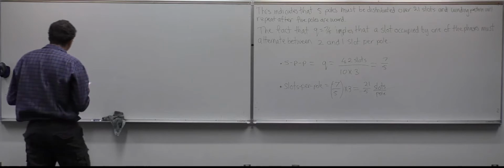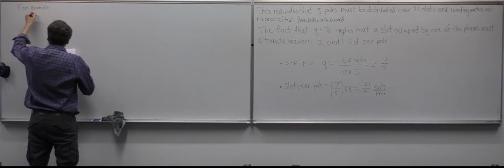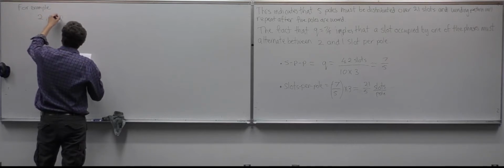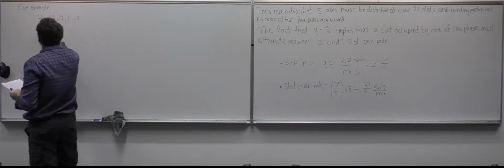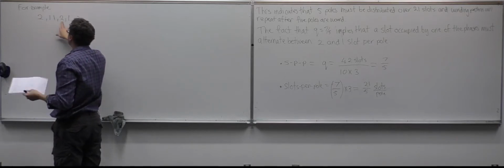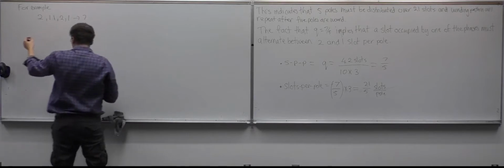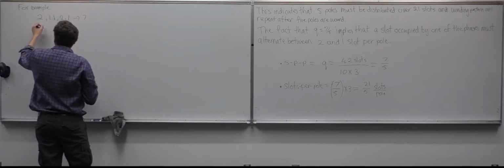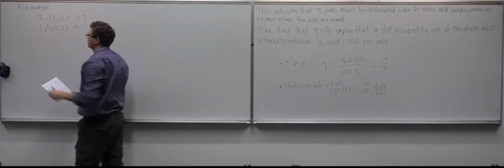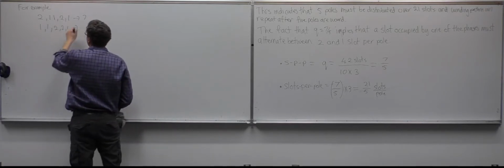So one way of doing that would be, for example, in our case, we could have 2 slots per pole per phase for one of the poles, then 1 slot, then 2, and then 1 and 1. If we did that and added it up, that would give us 7. Another option is 1 1 2 2 1. So the first 2 poles are created with 1 slot per pole per phase, and the next 2 poles are created with 2 and then 1. That would also give us 7.